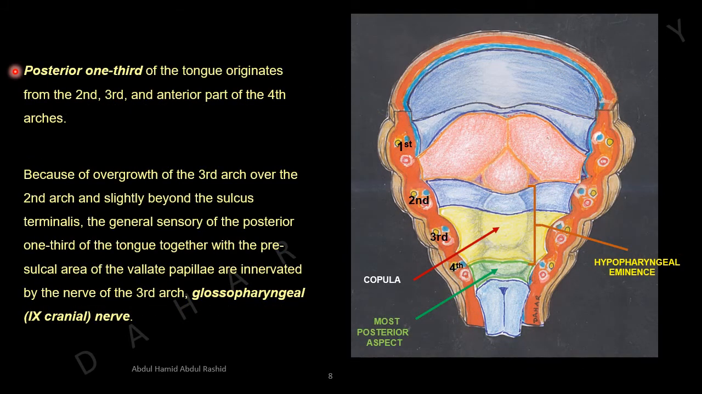Posterior one-third of the tongue originates from the second, third, and anterior part of the fourth arches. Because of overgrowth of the third arch over the second arch and slightly beyond the sulcus terminalis, the general sensory of the posterior one-third of the tongue, together with the pre-sulcal area of the vallate papillae, are innervated by the nerve of the third arch, that is the glossopharyngeal nerve, ninth cranial nerve. This is the area, posterior one-third and pre-sulcal area.